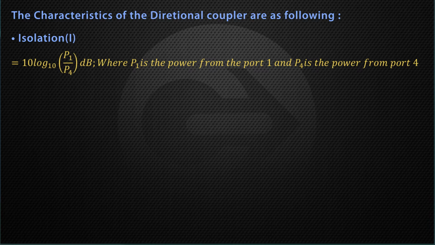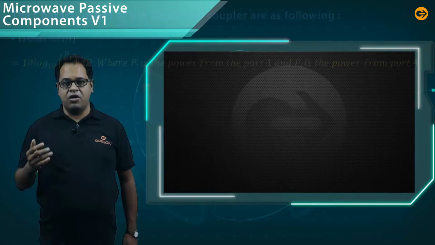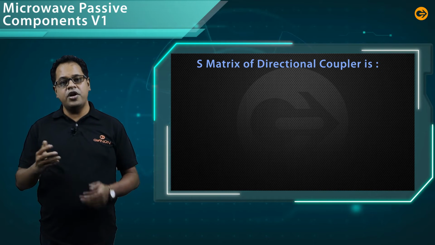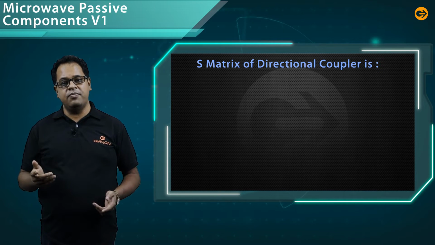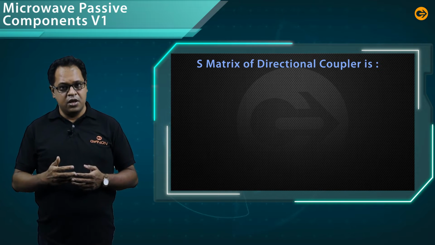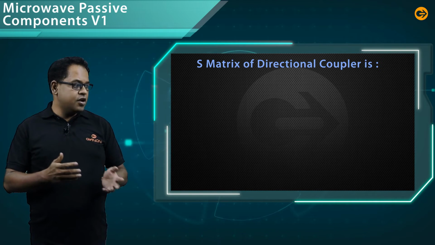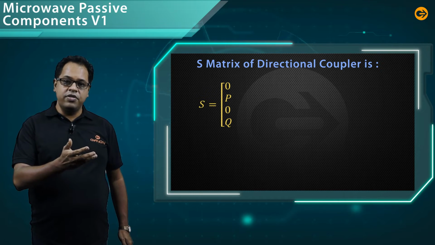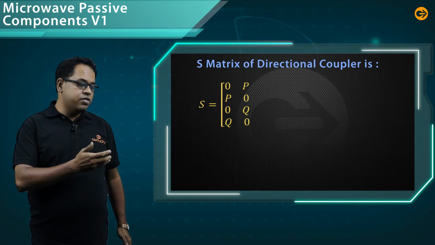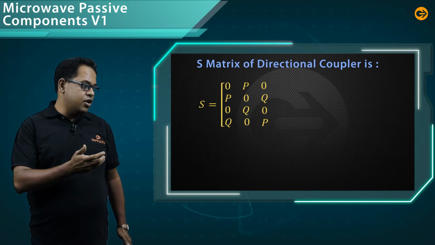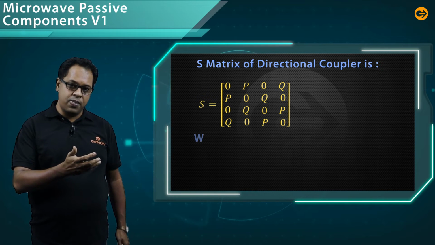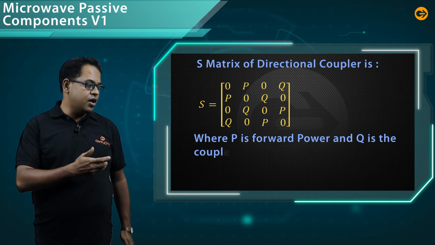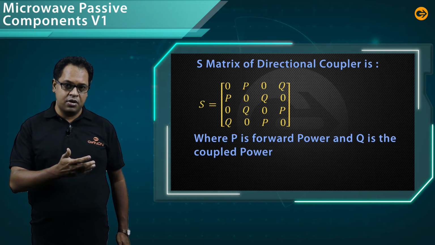Now, we are going to discuss the S matrix or scattering matrix of this directional coupler. You are already familiar with the scattering matrix in microwave. Capital S is equal to [0 P 0 Q], [P 0 Q 0], [0 Q 0 P], and the last row is [Q 0 P 0], where P is the forward power and Q is the coupling power.